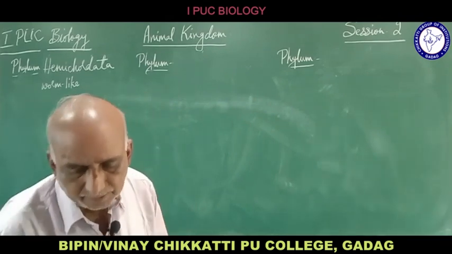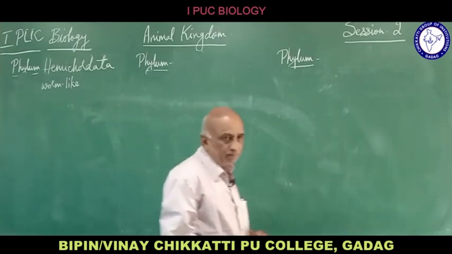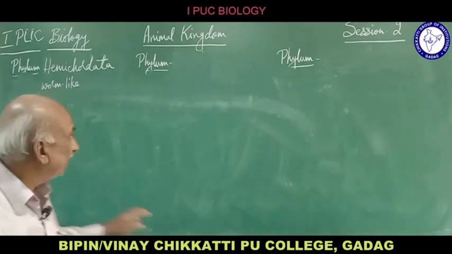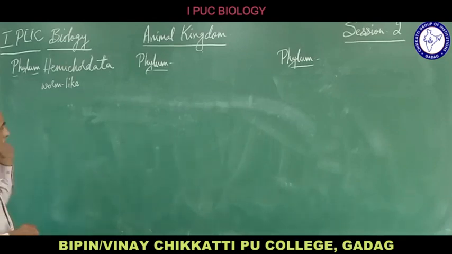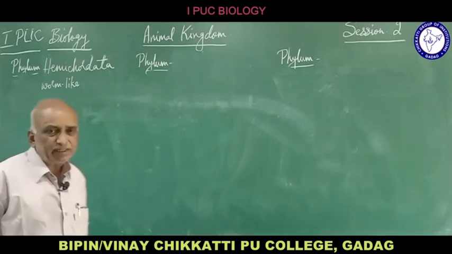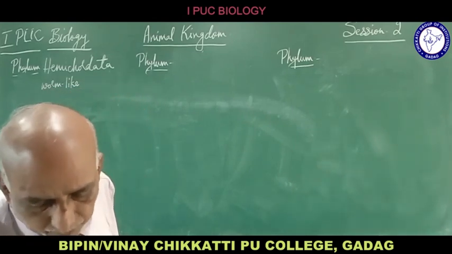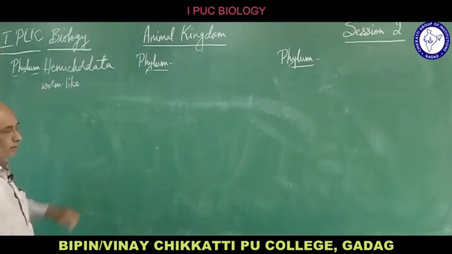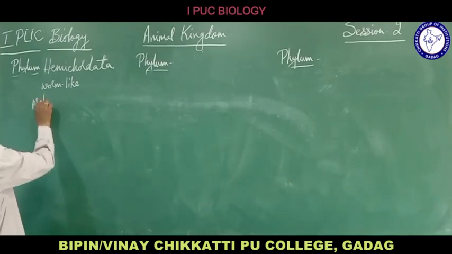Then the circulatory system is open type. Almost all groups which we come to further have a closed type, but here we find an open type of circulatory system, just like phylum Arthropoda. That is, the blood is present in body cavities. Respiration takes place by gills, as the animals are living inside water, so they have gills as the respiratory organs.